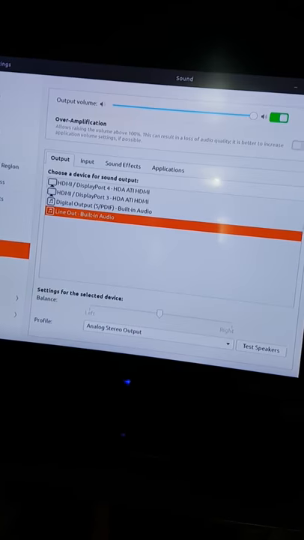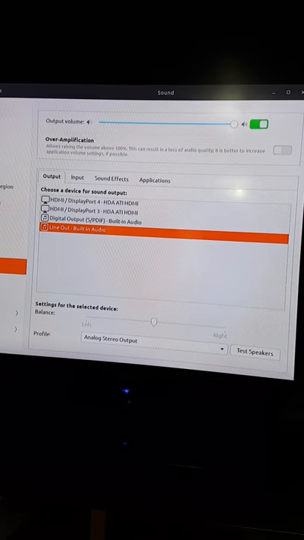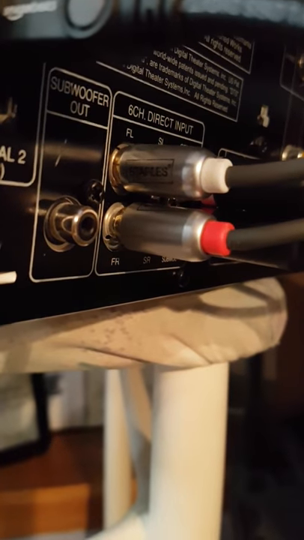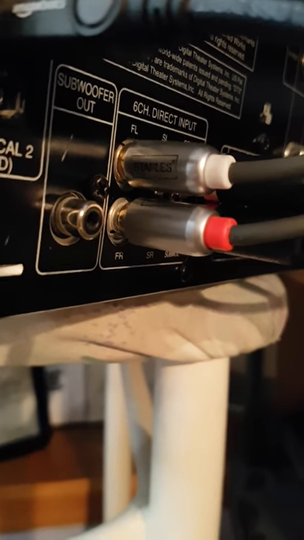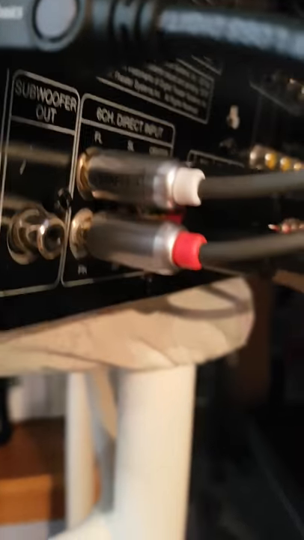So my operating system is Ubuntu 18.10. The output is to line out built-in audio. The sound profile is analog stereo output. The connectors here are 6-channel direct input, front left, front right, with silver, subwoofer, and center with black.